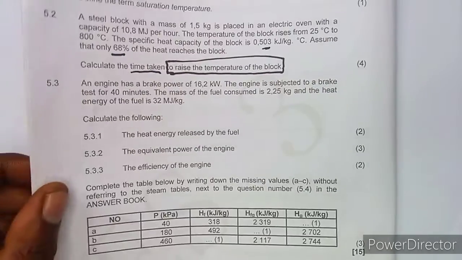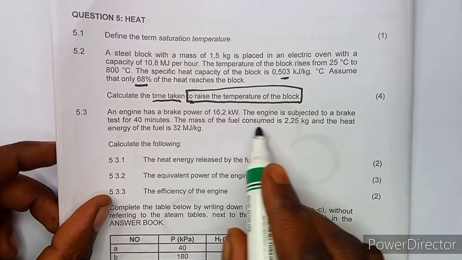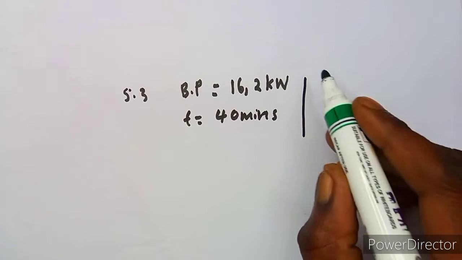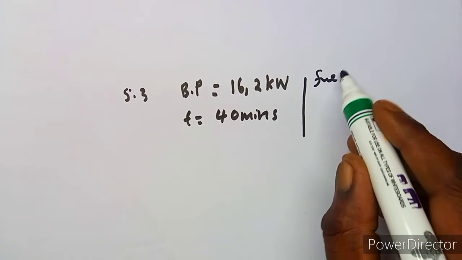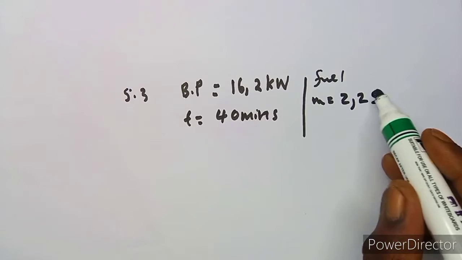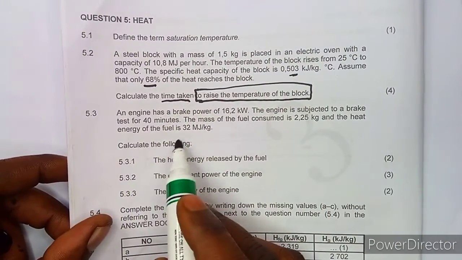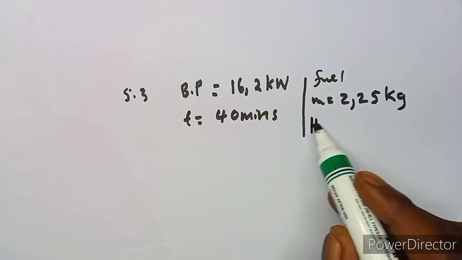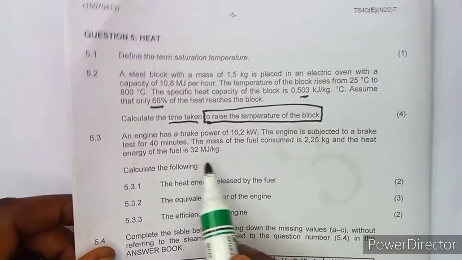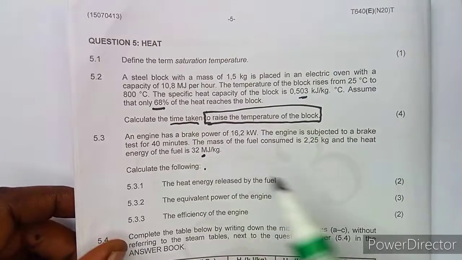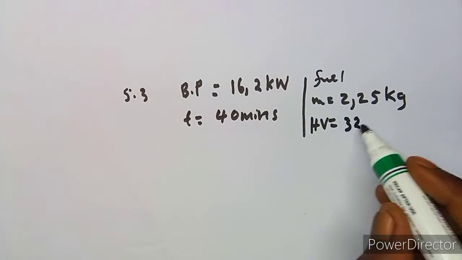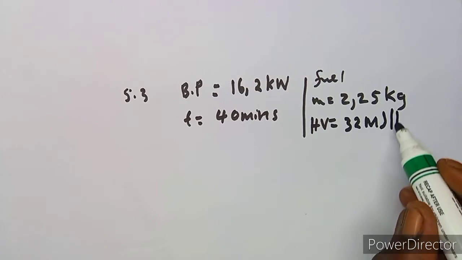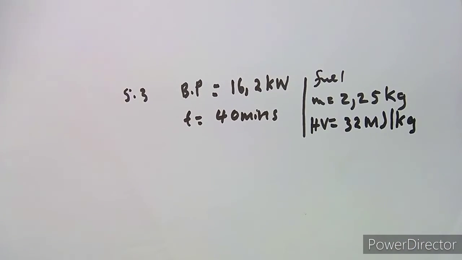Then what happened after that? The mass of the fuel consumed. Okay, so this is the fuel. Let's talk about the fuel here. It has a mass of 2.25 kgs. All right, 2.25 kilograms. And the heat energy, which is like the same thing as the heat value, is 32 megajoules per kg. Okay, so this is 32 megajoules per kg. All right, so this is the information that we are given.